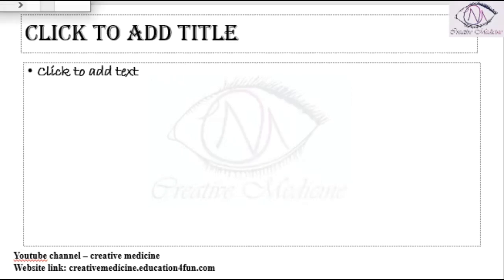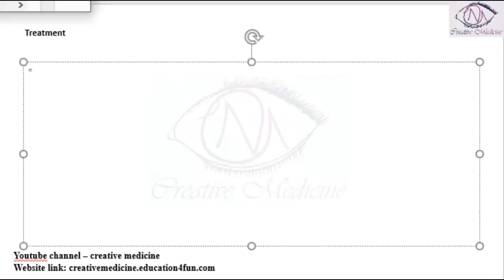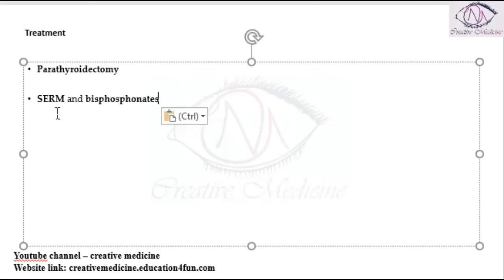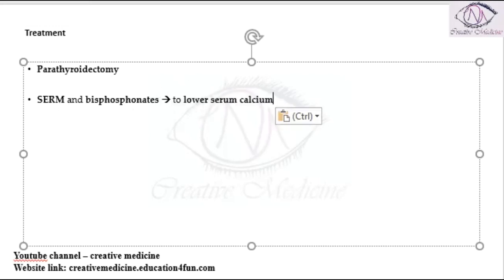Then if you see the treatment of primary hyperparathyroidism, because a parathyroid tumor is present, parathyroidectomy is done for the treatment of hyperparathyroidism. Along with the parathyroidectomy, we can also give the patient selective estrogen receptor modulators and bisphosphonates. They are given mainly to decrease the calcium levels and to decrease osteoporosis, and thus they will increase the bone mineral density in a patient with primary hyperparathyroidism.